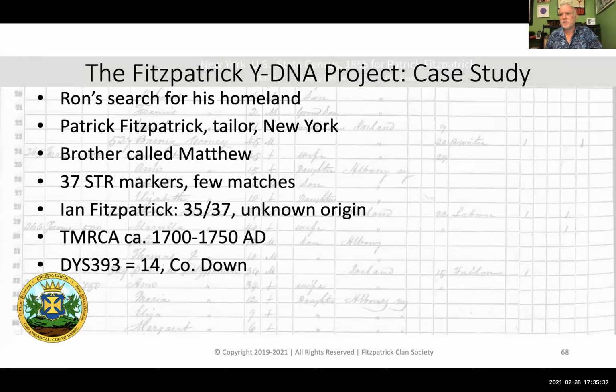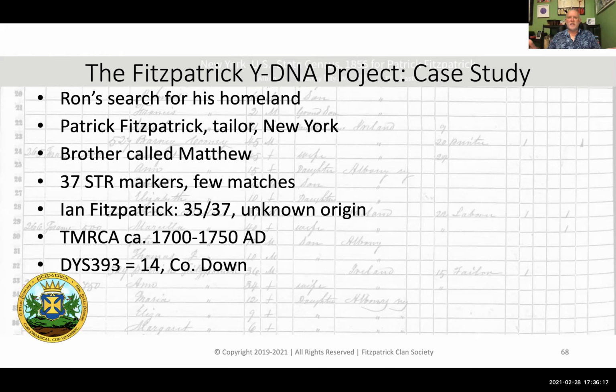I'm going to talk to you about Ron Fitzpatrick, who's in California, and he traced his Fitzpatricks to the 1850s in Albany, to a guy called Patrick Fitzpatrick, who was a tailor. And he knew from census records and from a will that Patrick had a brother called Matthew. But at the 37 marker level, Ron had very, very few matches. He did have a match to Ian Fitzpatrick, not the Ian, there's another Ian who lives in Cheshire. And the match was fairly close, but Ian had no idea in Ireland where his people were from.